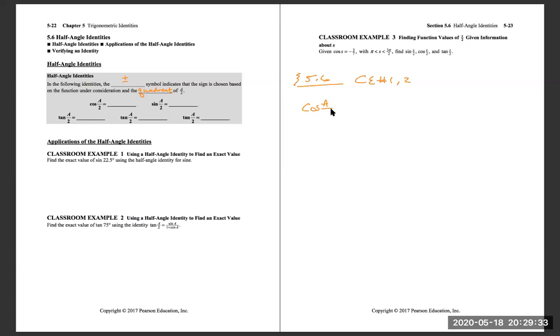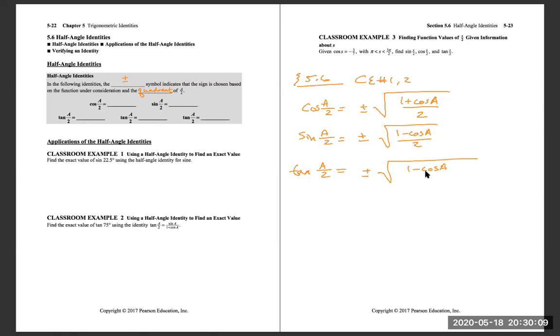Cosine a over 2 is going to be equal to plus minus the square root of 1 plus cosine a divided by 2. Sine a over 2 is plus minus the square root of 1 minus cosine a over 2. And tangent a over 2 actually has 3 different formulas. One is plus minus the square root of 1 minus cosine a divided by 1 plus cosine a.